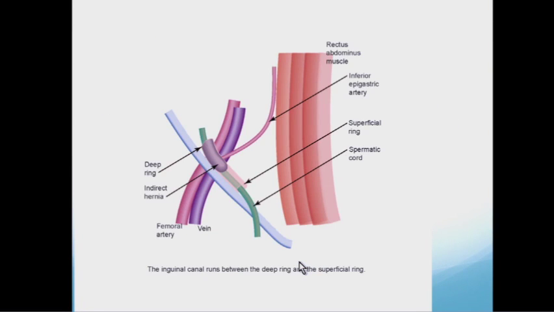So this is an example of where an indirect hernia would occur. This is a hernia that is just, in this diagram, a hernia that is just starting down the inguinal canal. They can go all the way down into the scrotum. You can wind up with bowel in the scrotum.